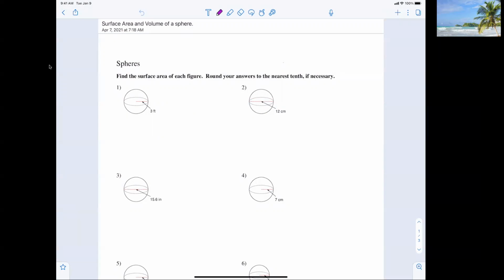One thing I want you to try to remember is volume is 3 dimensions. Surface area is 2 dimensions. So volume should have 3 variables. Area should be how many variables? 2. So that's what we're looking for.